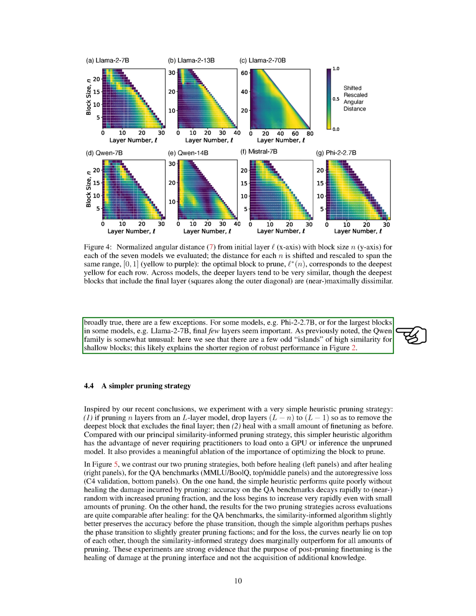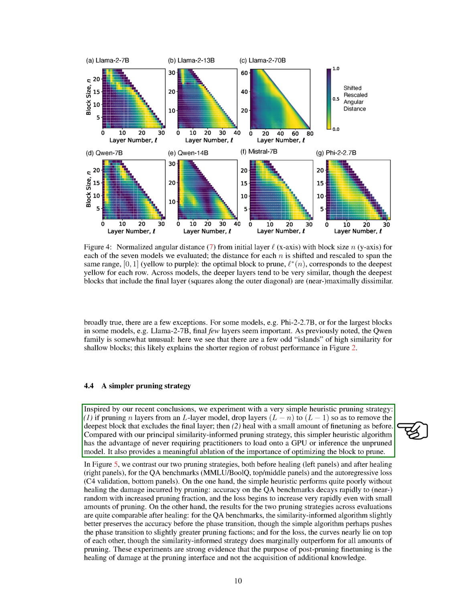Inspired by these findings, we tested a simpler pruning strategy. This strategy involved removing the deepest block that excludes the final layer when pruning a certain number of layers from a model, followed by a small amount of fine-tuning. This approach, compared to our main similarity-informed pruning strategy, had the advantage of not requiring practitioners to load or infer the unpruned model on a GPU. It also highlighted the importance of optimizing the block to prune.